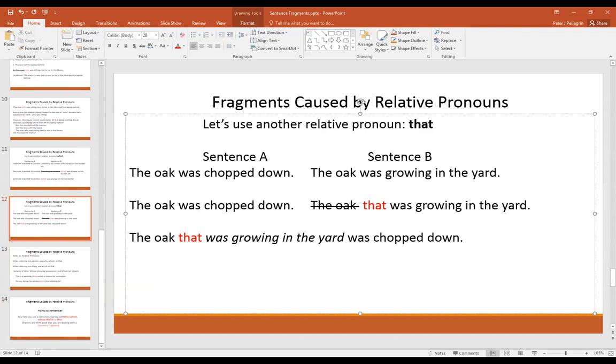The oak was chopped down. The oak was growing in the yard. Two complete sentences, still talking about the same oak, begging to be combined. So I'm going to use that. So the oak that was growing in the yard was chopped down. Notice the pattern I'm using here. I'm taking the sentence and inserting it in between oak and was chopped down, in between the subject and the verb. And again, once I take that relative pronoun that and use it to join sentences like this, the sentence I stuck in can no longer be a complete sentence. It's just an adjective saying which oak. The oak in the park, the oak in a neighbor's yard? No, the oak that was growing in this yard was chopped down.